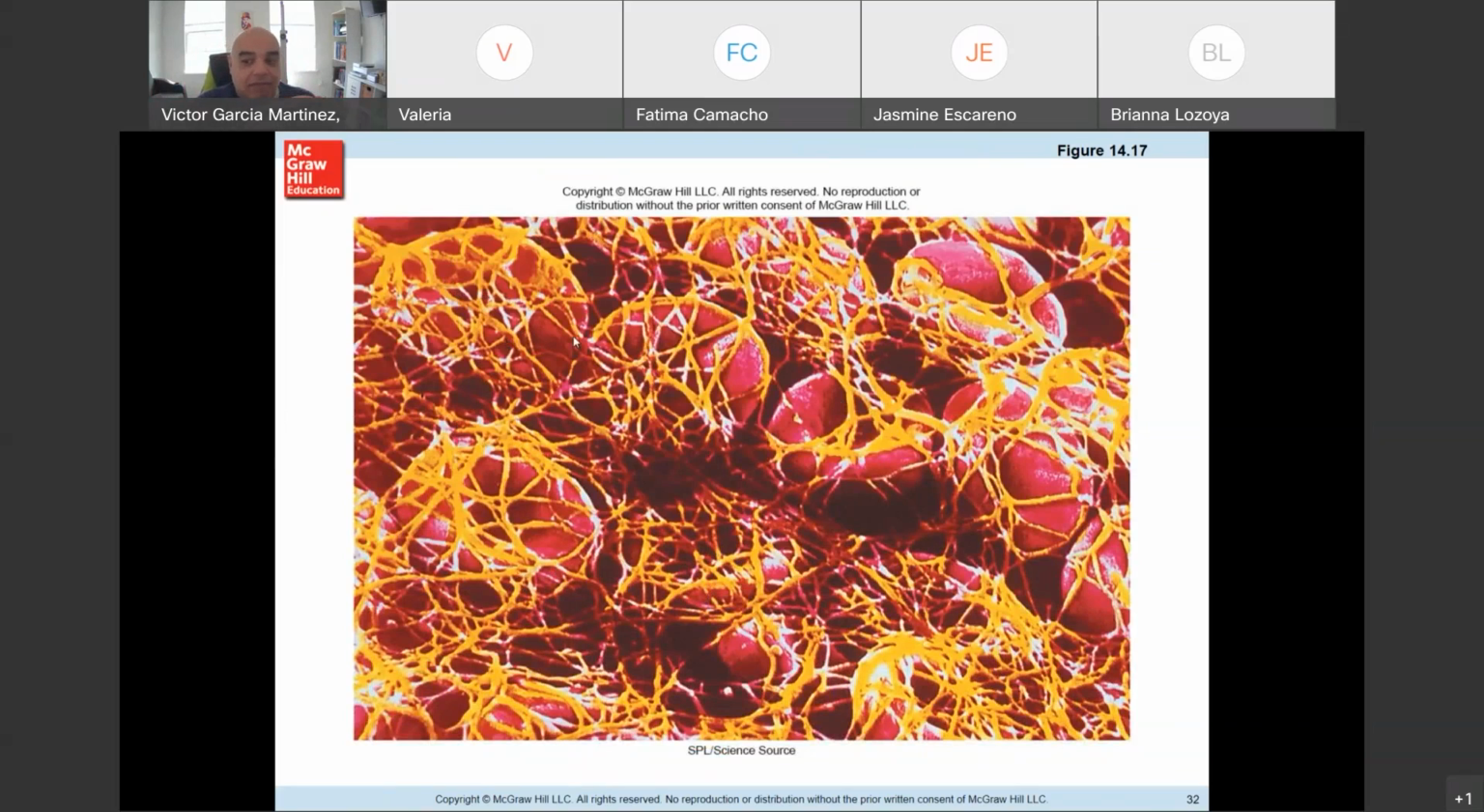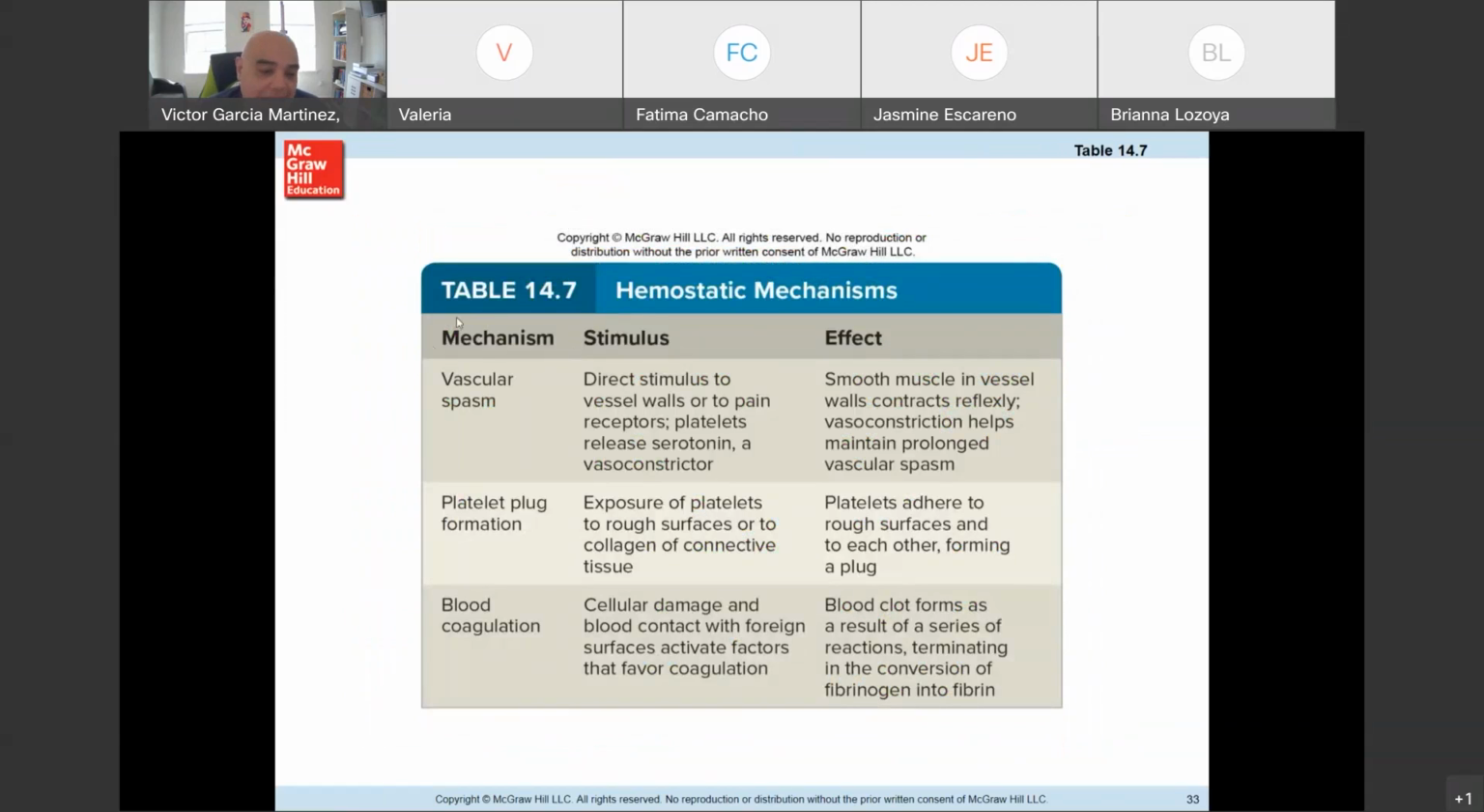Again, fibrinogen becoming fibrin is the most important step to stop the bleeding. And again, here you can check your steps. Vascular spasm is going to be the first step. In vascular spasm, you need to decrease the size of the blood vessel.